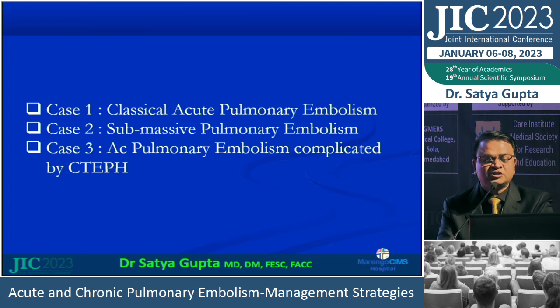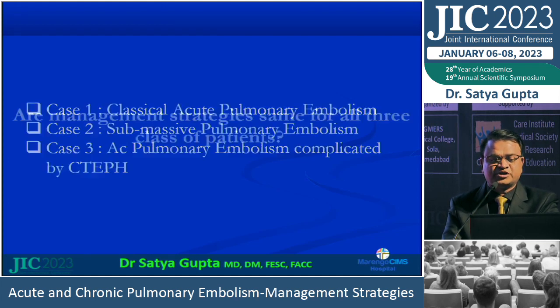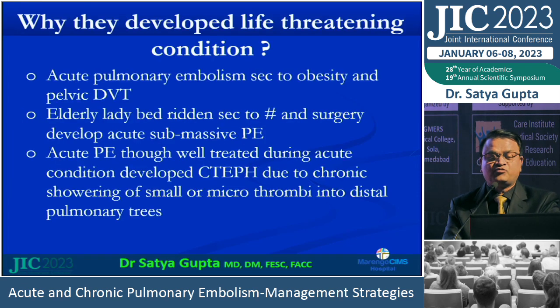So looking at all three scenarios, one patient was having classical pulmonary embolism, the second was having submassive pulmonary embolism, and the third was having acute pulmonary embolism complicated by CTEPH. CTEPH is chronic thromboembolic pulmonary hypertension. So is the management of all these patients the same? No, there has to be some difference. What happened to these patients?